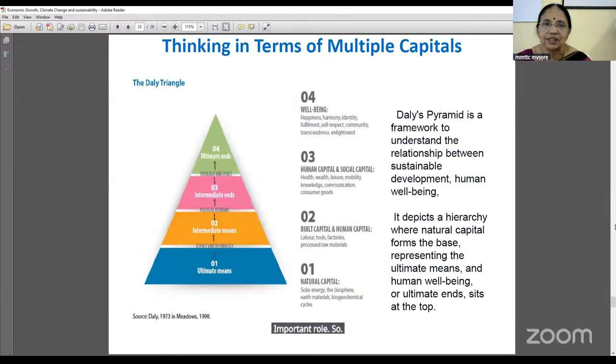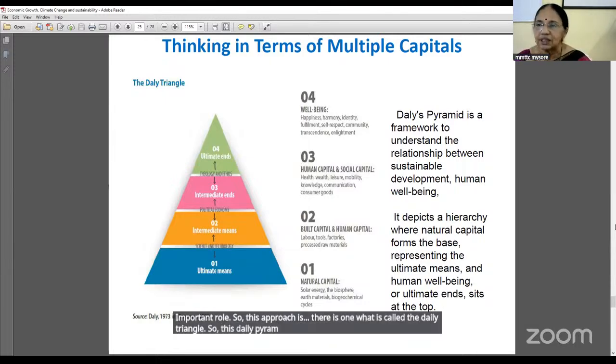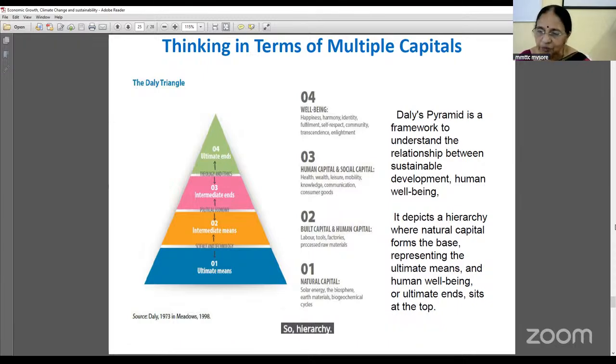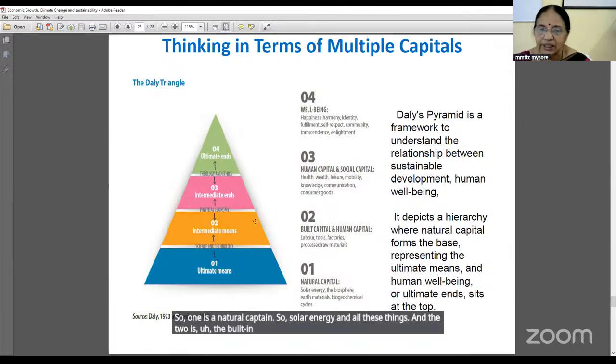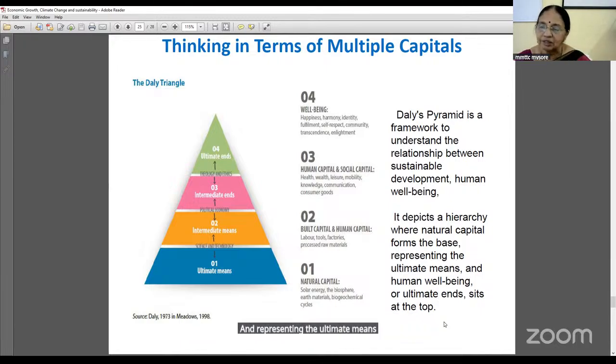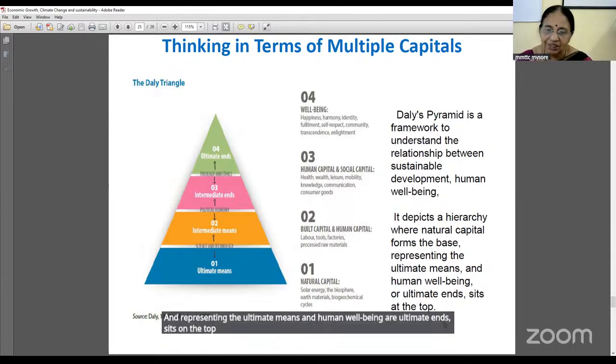So in this approach, there is one what is called the Daly triangle, or Daly pyramid. It is a framework to understand the relationship between sustainable development and human well-being. It depicts the hierarchy where natural capital forms the base, representing the ultimate means. So one is natural capital, like solar energy and all these things, and two is built capital. And human well-being, the ultimate end, sits on the top. So all these capitals are to be promoted in a systematic way.